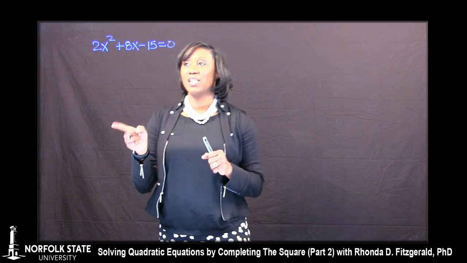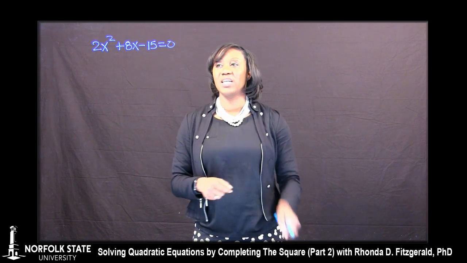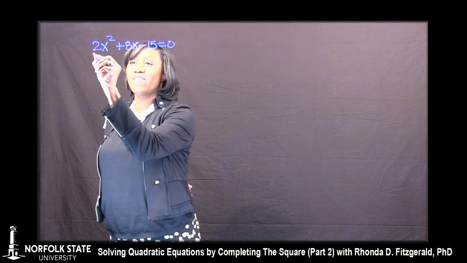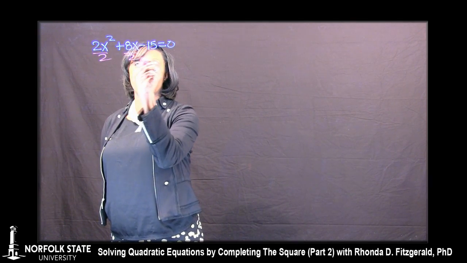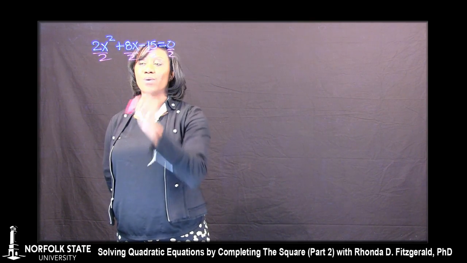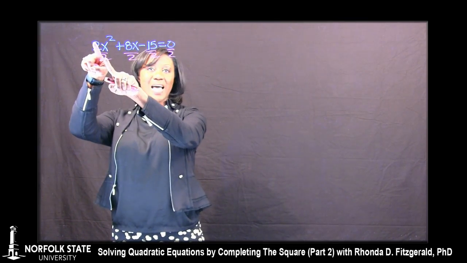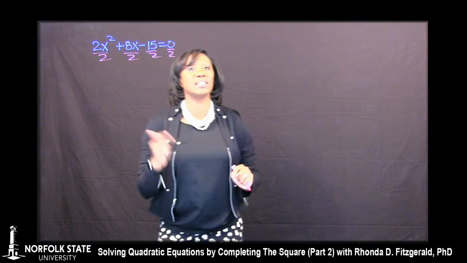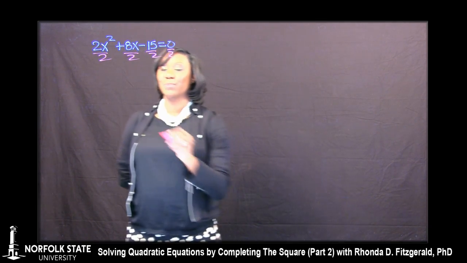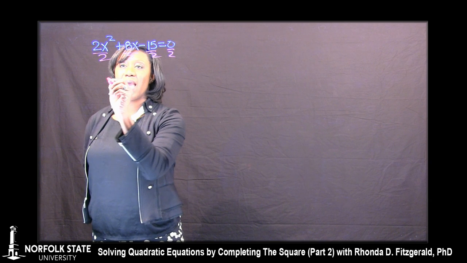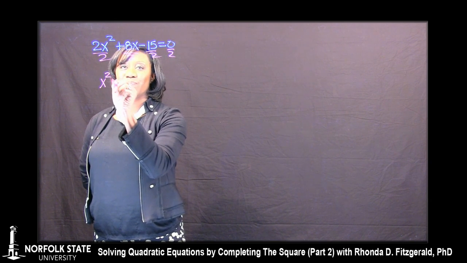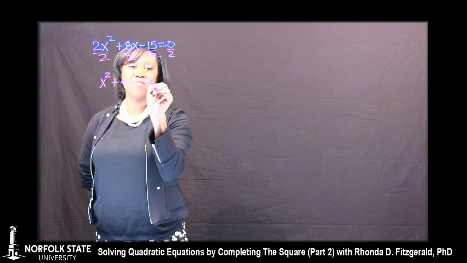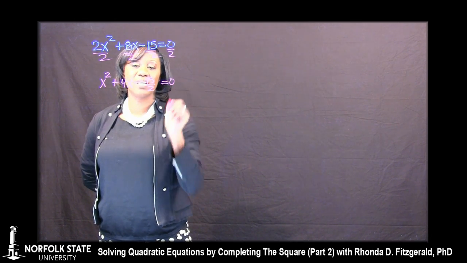The very first thing to do when you have a leading coefficient is to get rid of the leading coefficient. So how do I do that? I need to divide everything by 2. Why did I choose 2? Because that is my leading coefficient. So whatever that coefficient is, I need to divide the whole entire equation by that number. My new equation becomes x squared plus 4x minus 15 over 2 equals 0.